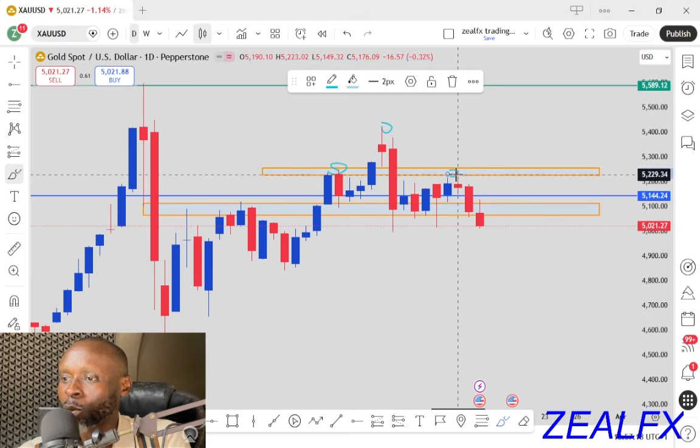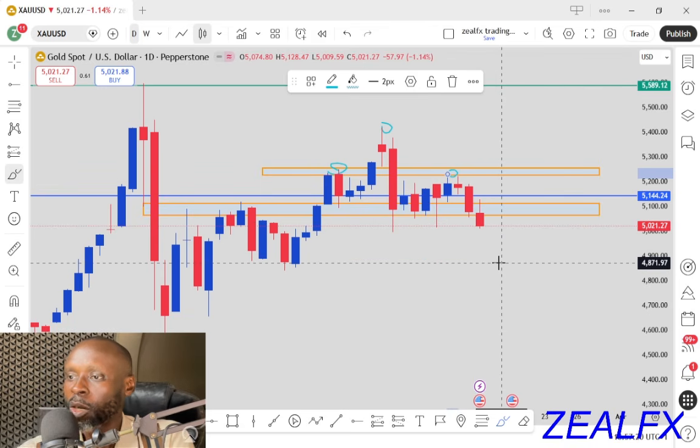Then once price fails, we can start looking for selling opportunity. What happened? You can see that price reacted to that particular level and price failed. What happened next? You can see that price dropped as expected based on my analysis, which shows that my analysis is always accurate and straightforward.